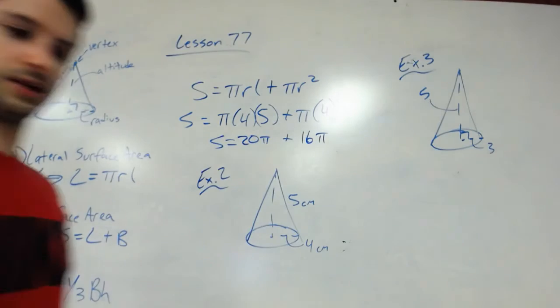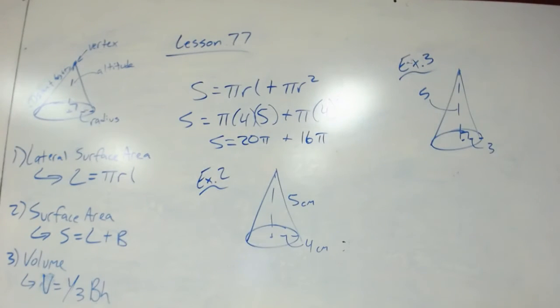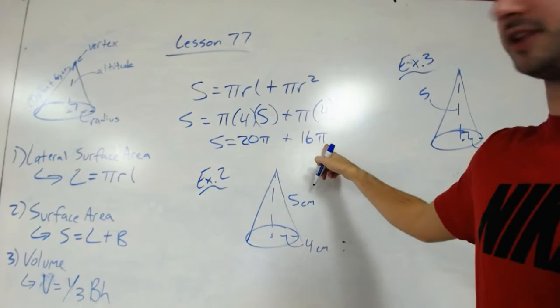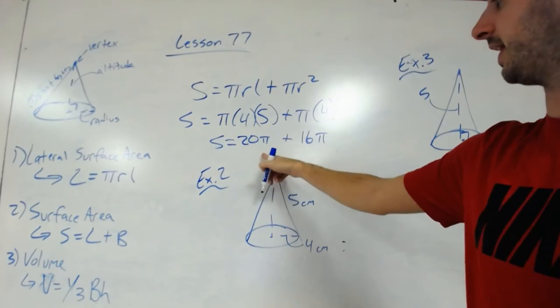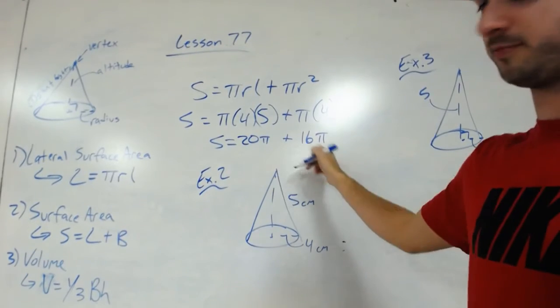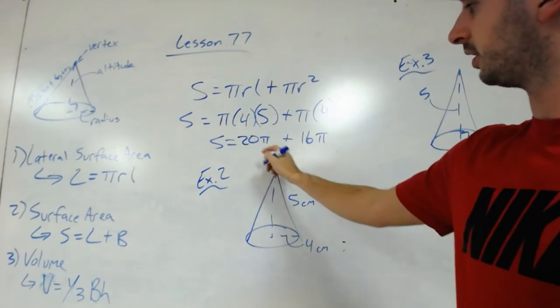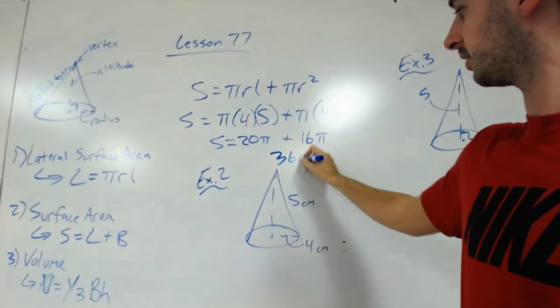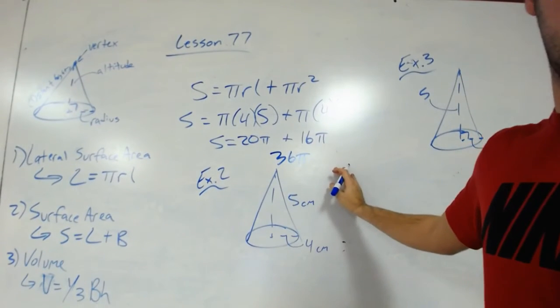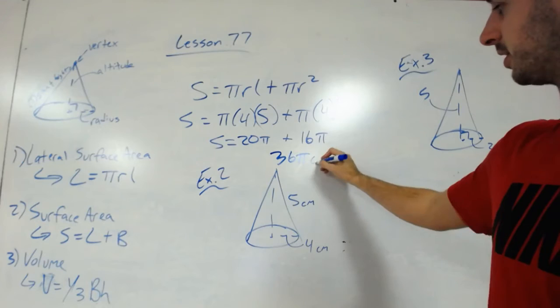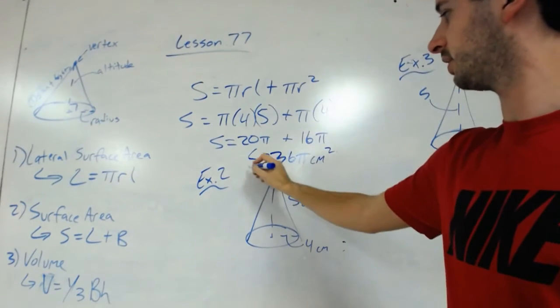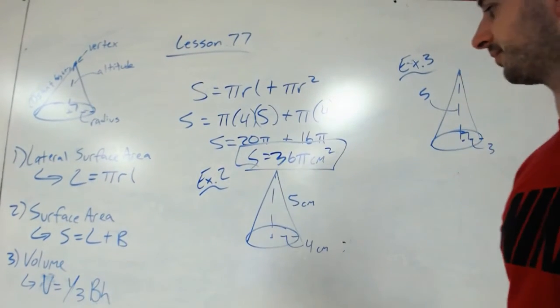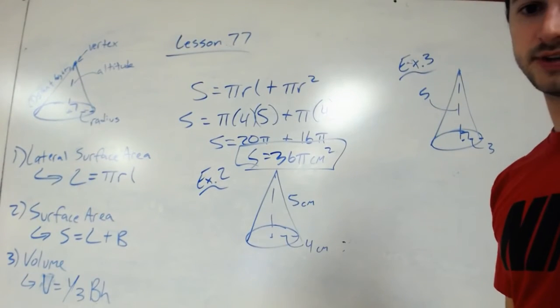Let's see how it wants our answer. It wants it in terms of pi. So if it wants it in terms of pi, we can just add these because they're like terms. It's like saying 20x plus 16x, but we have pi as our variable. So we add them together: 20 plus 16 is 36 pi. And I believe our measurement is in centimeters, so centimeters squared, since we're referring to area, even though it's surface area. That's how you do surface area.